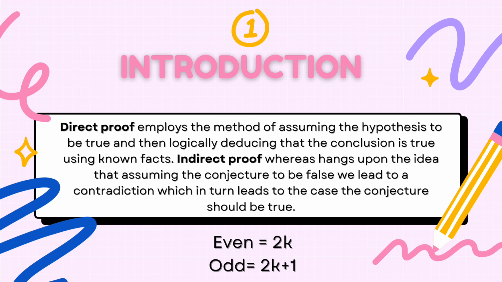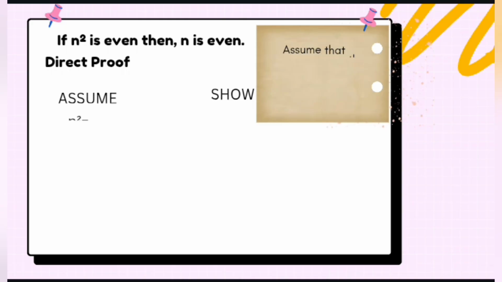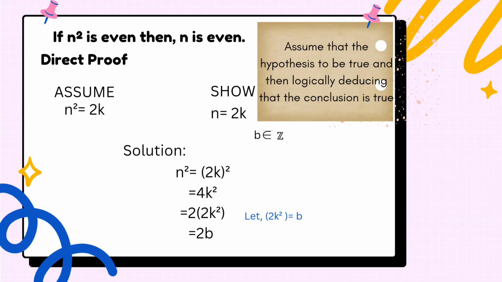We have a given conditional statement here: if n squared is even, then n is even. We can prove it directly or indirectly. To prove it directly, we assume that the hypothesis statement is true and use it to show directly that another statement, which is the conclusion, is true.